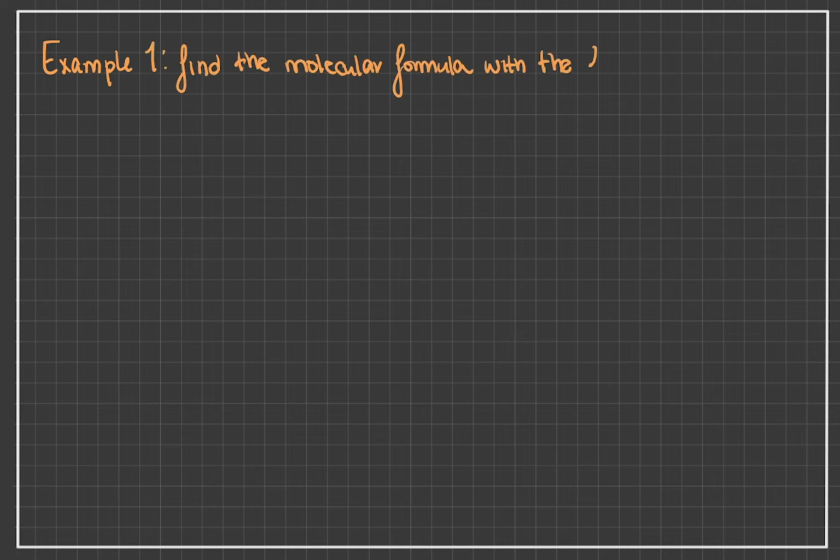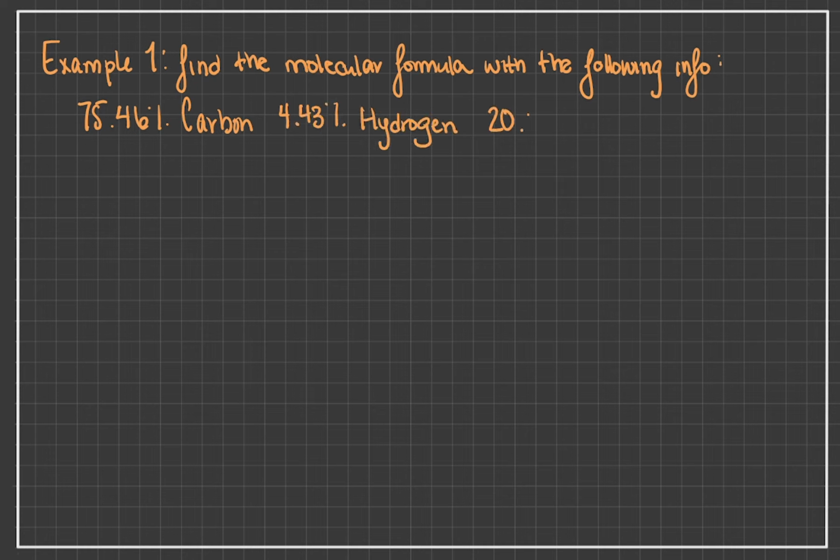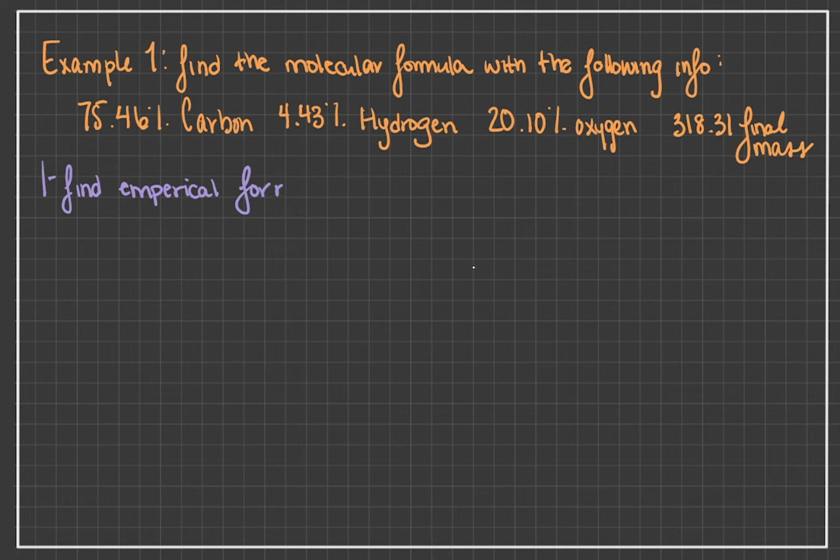So let's apply this technique to an actual example. On the screen right now, we're going to see example 1, which is finding the molecular formula from the following information. We know that 75.46% of the compound is made up of carbon, 44.43% is made up of hydrogen, and 20.10% is made up of oxygen. We also know that the final mass of the compound is 318.31 grams per mole.